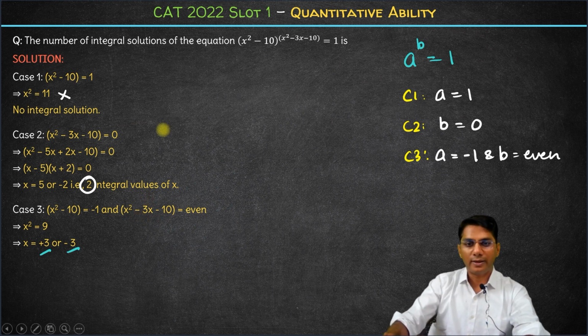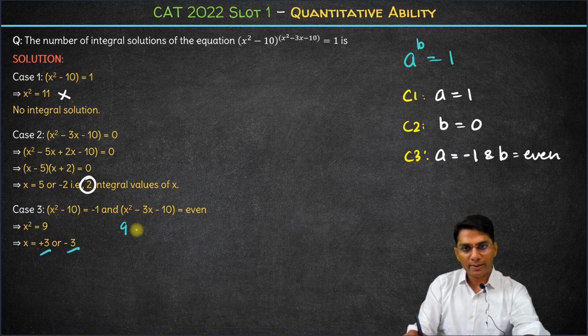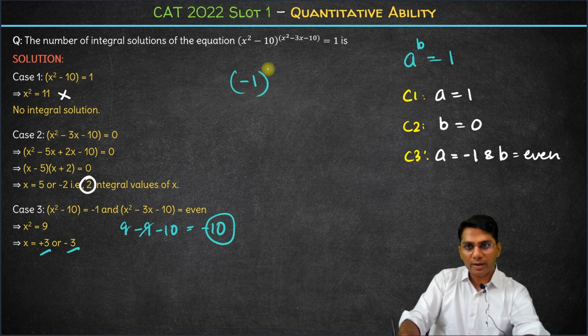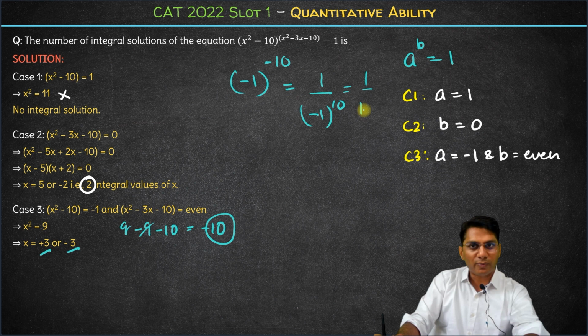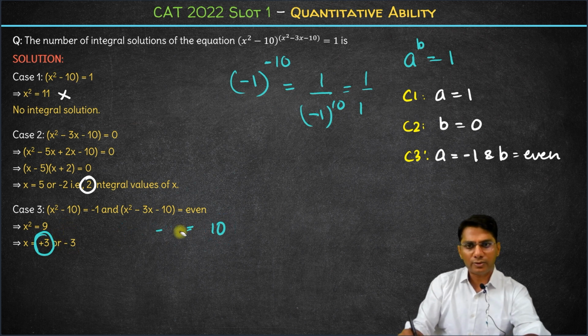So let's check. When x is equal to plus 3, whole square is 9, minus 3 into plus 3 is minus 9, minus 10. Now 9 minus 9 is 0 and this comes out to be minus 10. Ignore the negative sign, 10 is an even number, right? So minus 1 to the power minus 10, that is what we are going to have. So this is effectively 1 upon minus 1 to the power 10. And now 1 upon minus 1 to the power 10 is 1 upon 1, which is 1. So this satisfies. x equals plus 3 satisfies. So that's fine.